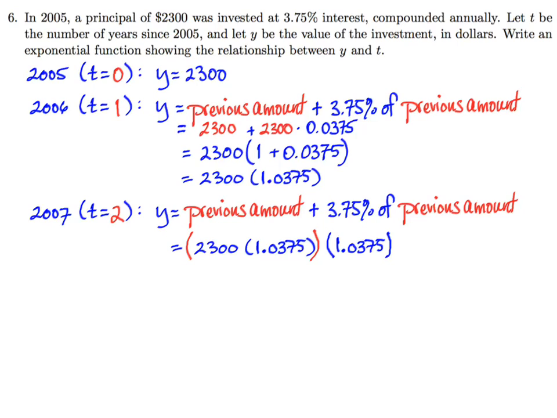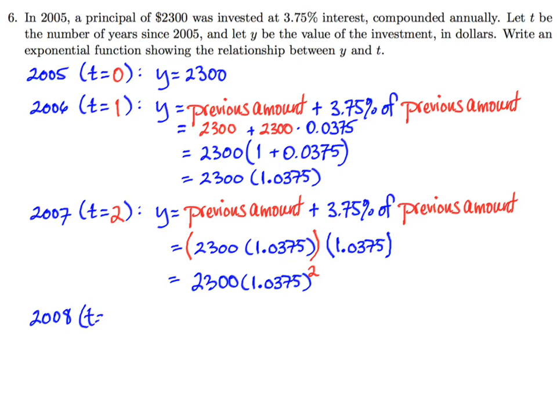So I look at this and I go, oh, okay, so I have 2,300 times 1.0375 times another 1.0375. So I can rewrite that as 2,300 times 1.0375 squared. So that's interesting. So when t equals 1, I got 2,300 times 1.0375 to the 1. And when t equals 2, I got 2,300 times 1.0375 to the 2. Let's see what happens when t equals 3.